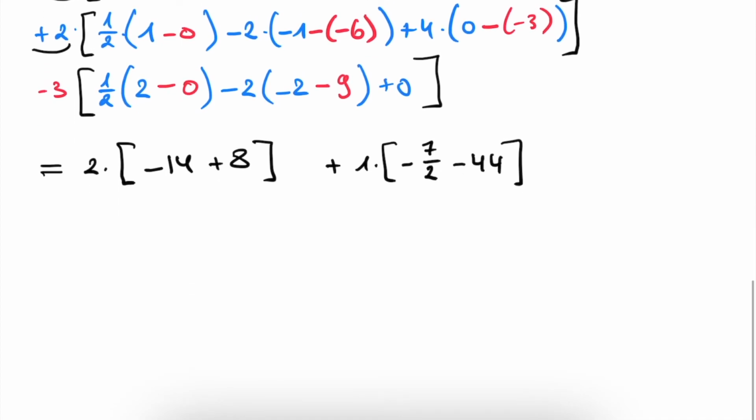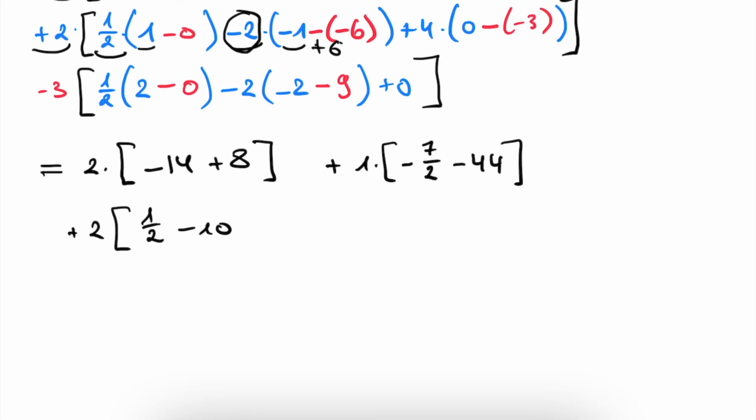Then we get to this term. So plus 2 times 1/2 times 1 is 1/2. Minus 2 times, and now this becomes this tricky part. So we have minus 1 minus minus 6. So it's plus 6. So minus 1 plus 6 is plus 5. And then we have to multiply it with this minus 2. So we get minus 2 times plus 5 is minus 10.